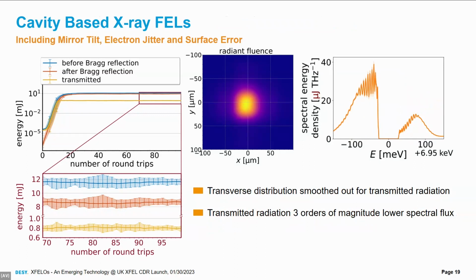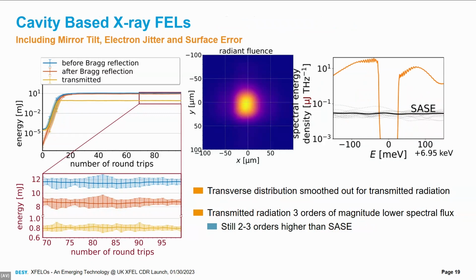And this is how this looks like. You see it's basically a double spike. It has some imprint on it, so it's by far not as perfect. But still, it is 2 to 3 orders of magnitude higher spectral flux than SASE. And like I said, it's just a proof of principle kind of experiment, and for that, this is still pretty impressive, I guess.